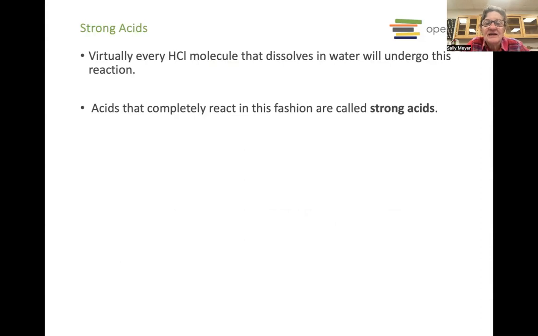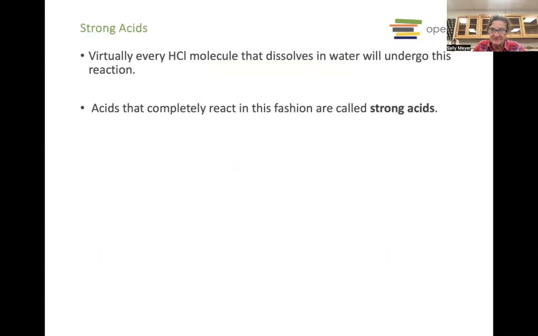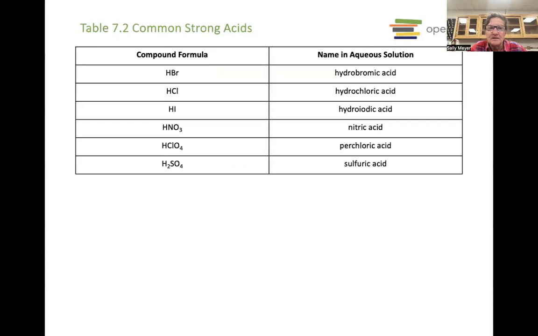So strong acids are where virtually every molecule dissolves in water. And so HCl, in this case, you draw that as a single one-way arrow. All the HCl that you put in is going to react with water to make each of those molecules of HCl now into an H3O+ and a Cl-. Acids that completely react in this fashion we call strong. So I'll always tell you when you're looking at a problem if it's a strong acid or not.